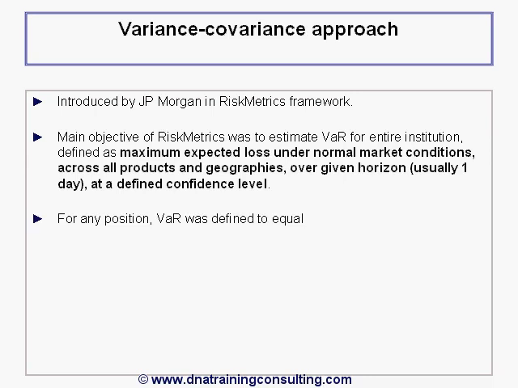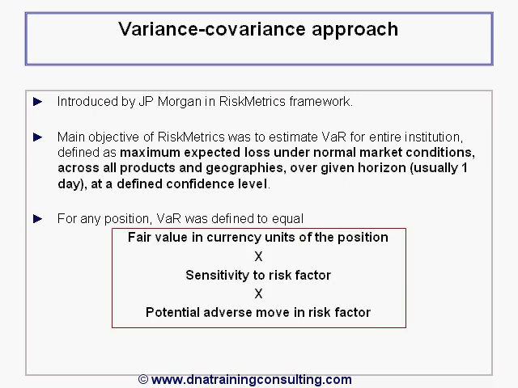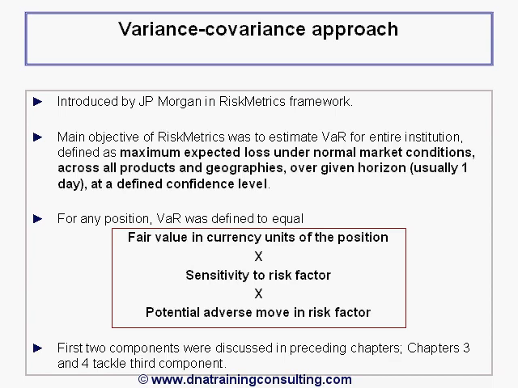For any position, VaR was defined to equal the fair value in currency units of the position times the sensitivity to risk factor times the potential adverse move in the risk factor. The first 2 components in this equation were discussed in the preceding chapters. Chapters 3 and 4 tackled the third component.